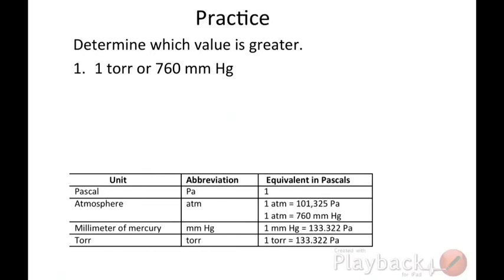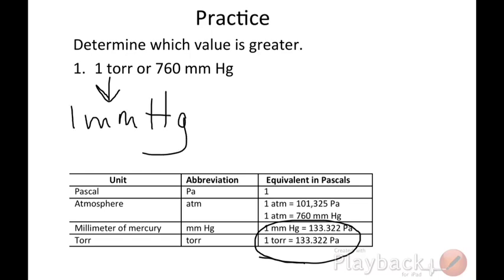Here's our next problem. 1 torr or 760 millimeters of mercury. We look at our chart and we find that 1 millimeter of mercury and 1 torr are the same thing. So we can do 1 torr, so that's right down here. 1 torr equals 1 millimeter of mercury. So 760 is definitely bigger than 1.